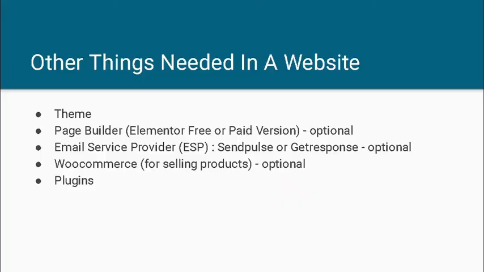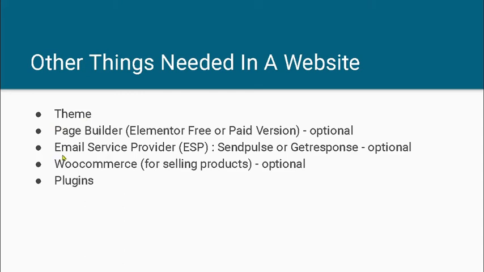So what are other things needed in a website? First is theme. The one that I use is Astra theme, which is one of the most popular themes. There are a lot of themes, and WordPress also has its own themes, and you can use those. Some are free, some are paid. Next is Page Builder, which is the one that we installed earlier in our WordPress website. This is optional. You can create a website without a page builder. But if you want to have a good looking and more customizable website, I advise that you use a page builder.